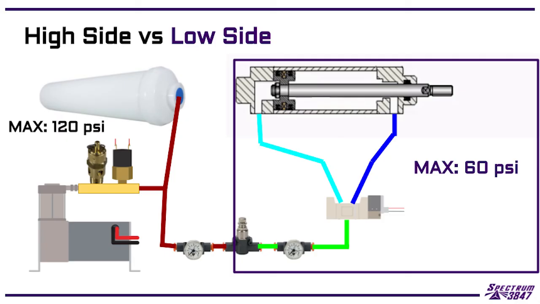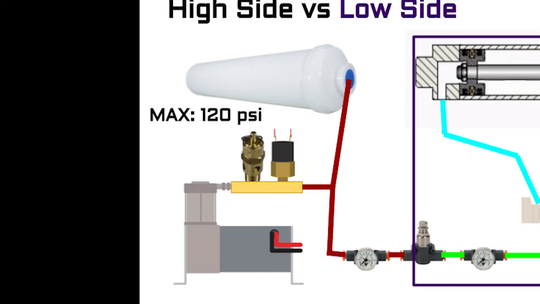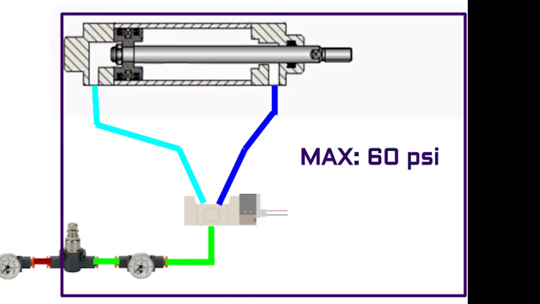We can call the sides the high side and the low side. On the high side, we want our compressor, air tanks, and any devices that regulate the pressure to less than 120 psi. See if you can recall the names of these. Then, on our low side, we have our solenoids and pistons, or our devices that actually do work.